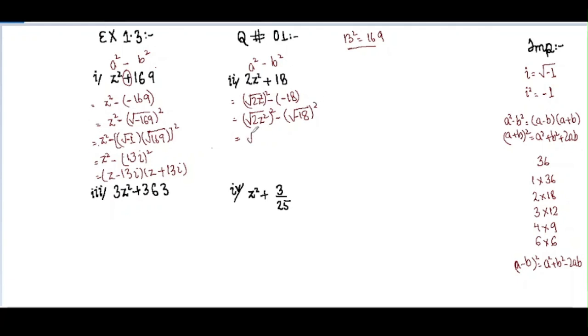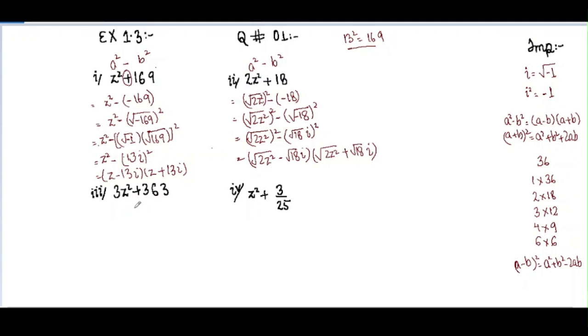So here it is square root of 2z square whole square minus square root of 18 remains as it is, but this square root of minus 1 becomes iota. So square root of 18 iota whole square. Now a square minus b square is equal to a minus b into a plus b, where a is 2z square and b is 18 iota, square root of 18 iota. So we are going to write it as square root of 2z square minus square root of 18 iota into square root of 2z square plus square root of 18 iota. I hope you get it.